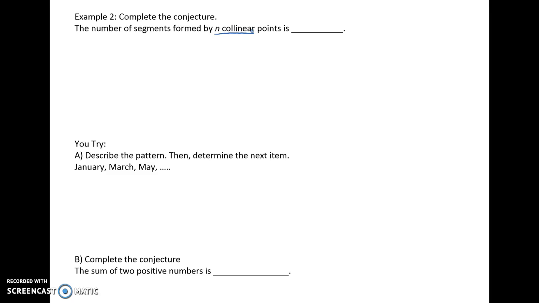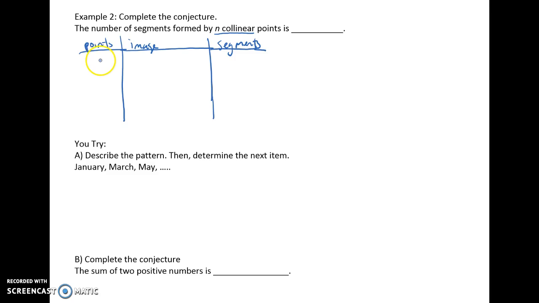So what I'm going to do is create a table. I have points and then segments. And actually, let me do this: points, picture, image, and then the number of segments. And I'm just going to get a few, maybe 3, 4, 5 or so of these pictures going so I have some information so I can go through and look for a pattern.